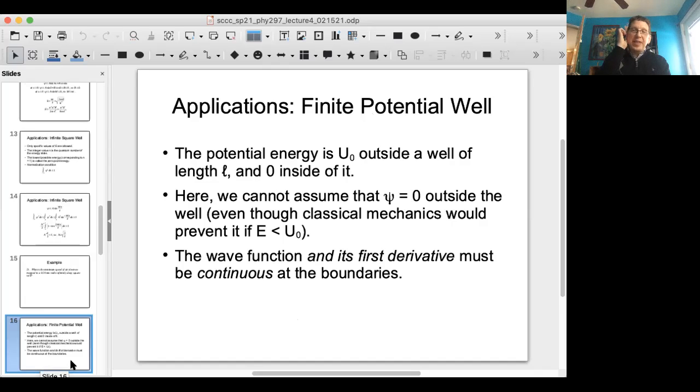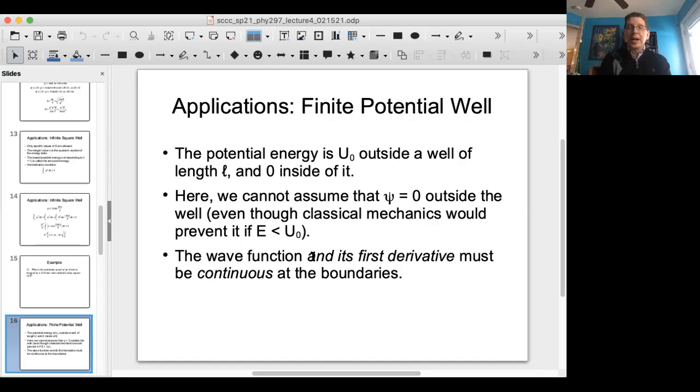So then we move from the infinite well to the finite well. And so you have a potential energy U naught outside of the well and U inside of it. In classical mechanics, if the total energy of the electron were less than U naught, it couldn't escape the well, but it can in quantum mechanics.